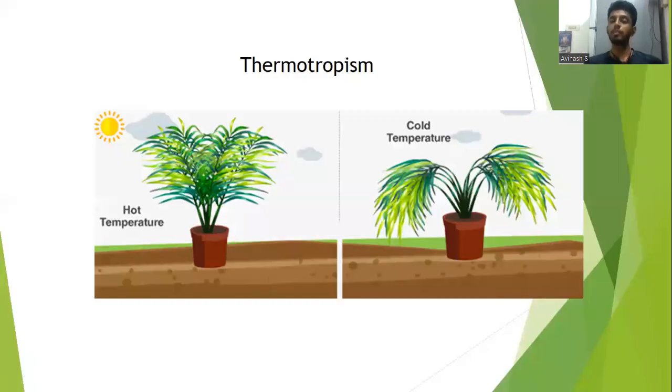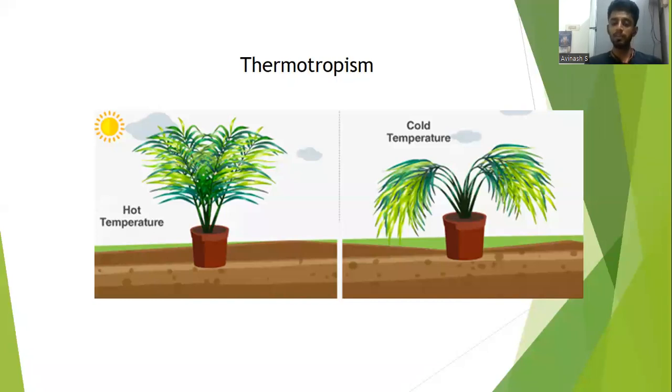So the next one is called Thermotropism. The very name suggests thermo means temperature. So the movement of a plant based on changes in temperature in the environment, that is called Thermotropism. For example, if you look at the picture, during a hot temperature, the leaves are all wide and spread out, and during a cold temperature, they kind of droop and look like they are sad. That is called Thermotropism. So why this happens is something that we need to delve into deep.